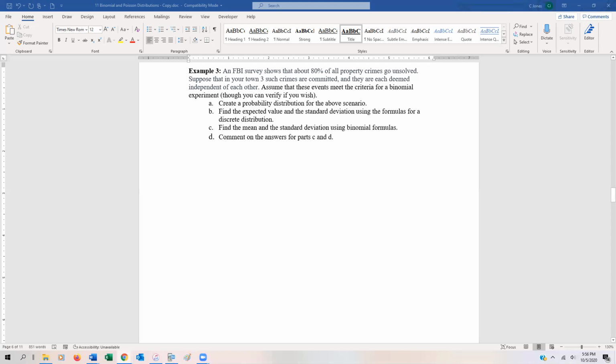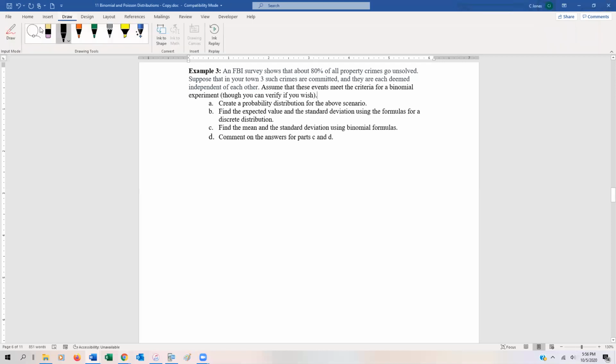So we're going to do this a little bit differently than the first 2 examples. We're going to construct a probability distribution, right? We're going to find the expected value, and we're going to find the standard deviation using the discrete distribution formulas. Then we're going to find the mean and the standard deviation using the binomial formulas, and then we're going to comment. All right, so let's start by constructing our discrete distribution, the probability distribution for this. And the first 2 columns are going to be really easy. The last column is not going to be too easy.